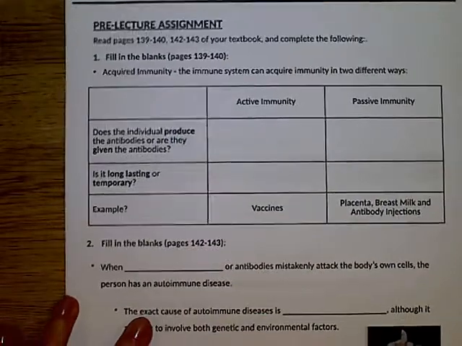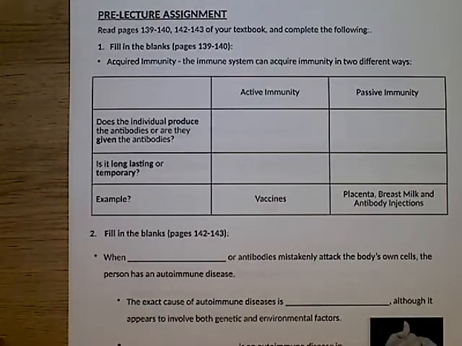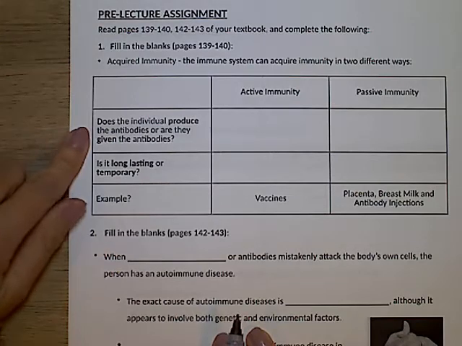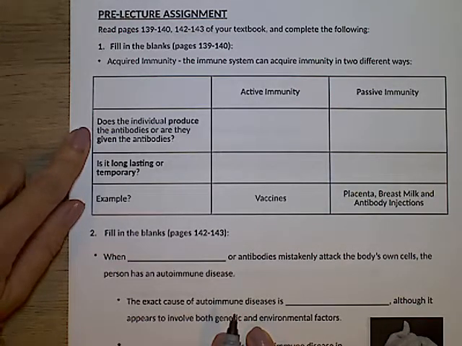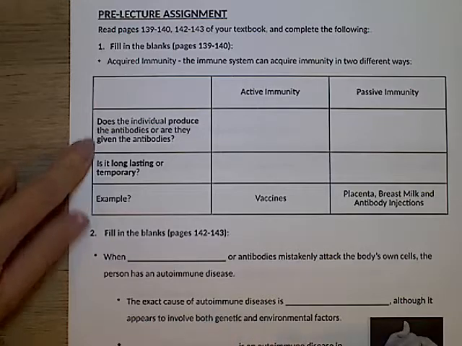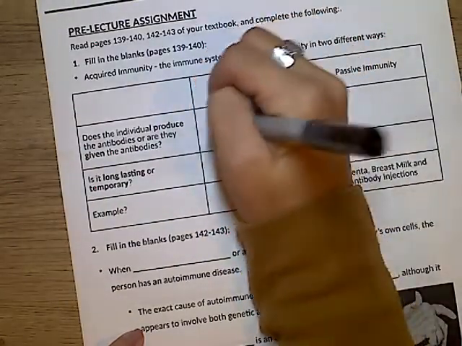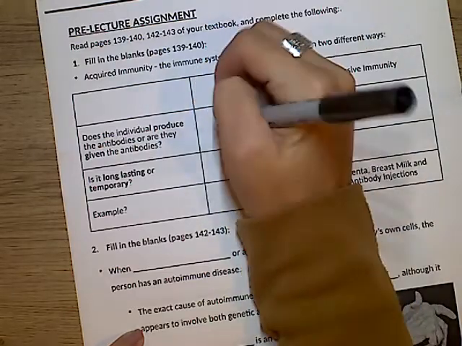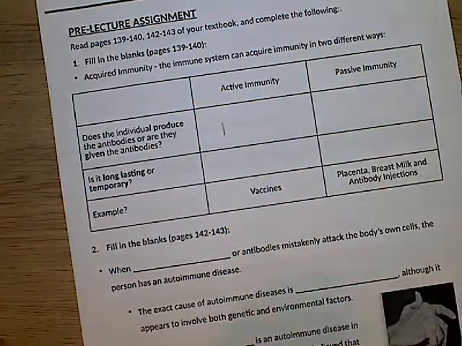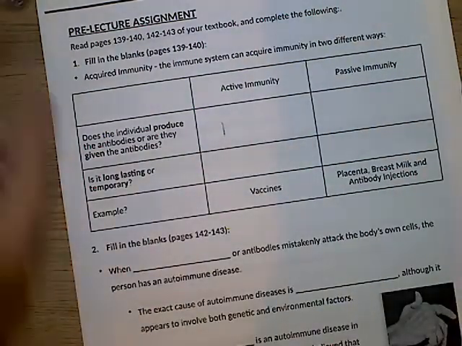All right, for the pre-lecture, I am going to go over this first table. It kind of compares and contrasts active immunity versus passive immunity. So the first row here is, does the individual produce the antibodies or are they given the antibodies? So with active immunity, of course, they produce.